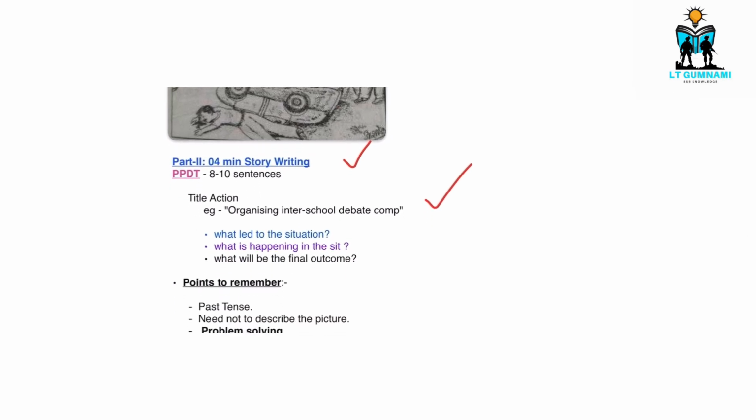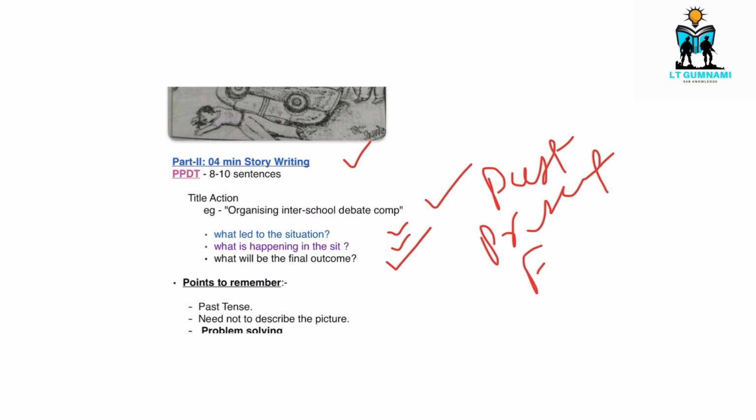If you have been to SSB before, you can easily recollect that before PPDT or TAT, your briefing officer will come and tell you about the test. In the briefing, he would say you have to write down what led to the situation, what is happening in the situation, and what could be the final outcome. That means past, present, and future in your story.